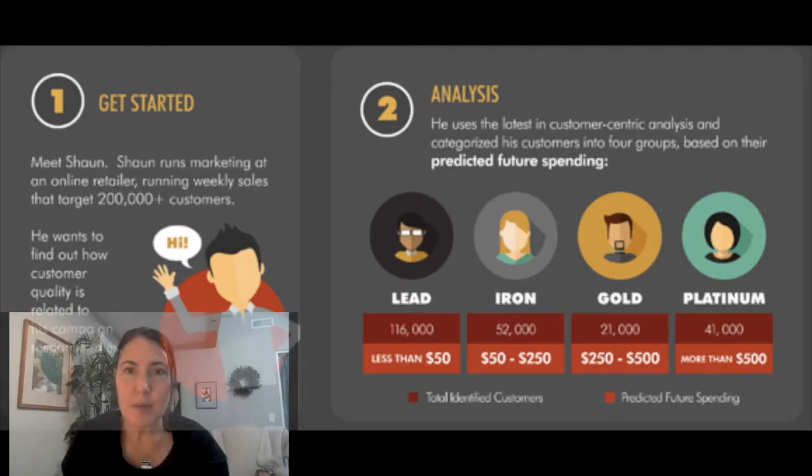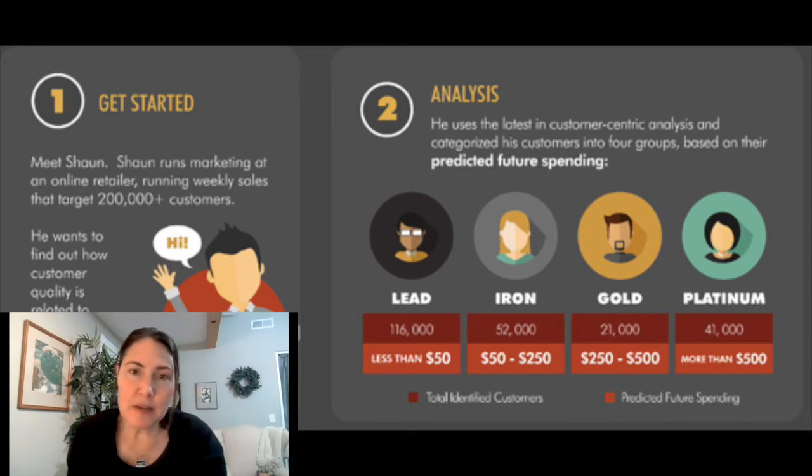In this e-commerce example, customers are segmented across the 4 categories: platinum, gold, iron, and lead. And then the 200,000 customers are sent a campaign. And what you'll notice is there are typically a small number of platinum customers and a large number of lead customers. That is almost always the case across every company. And then the number of iron and gold customers in the middle varies, often by industry.